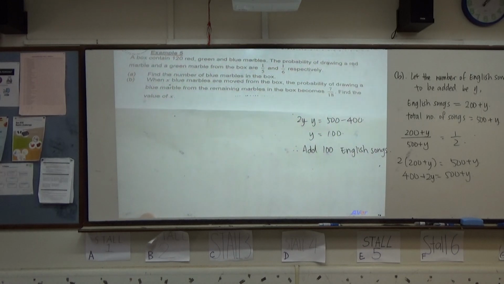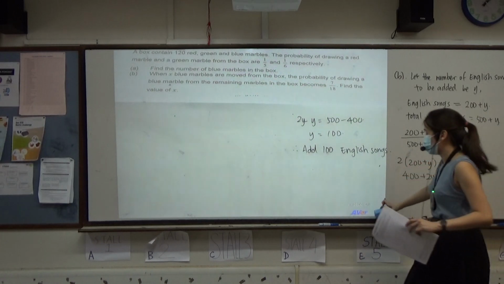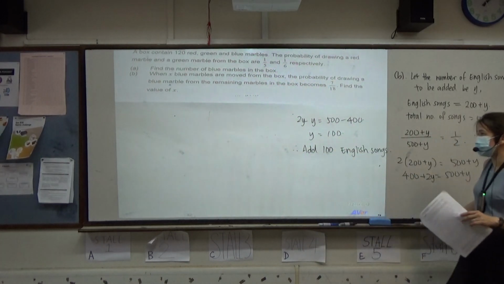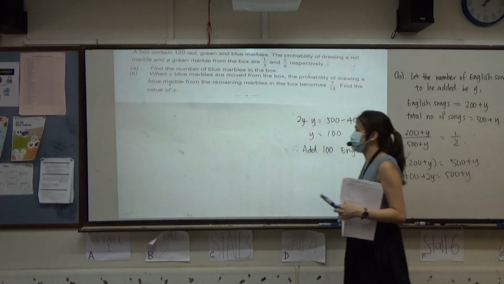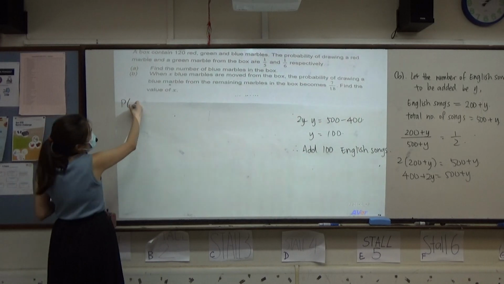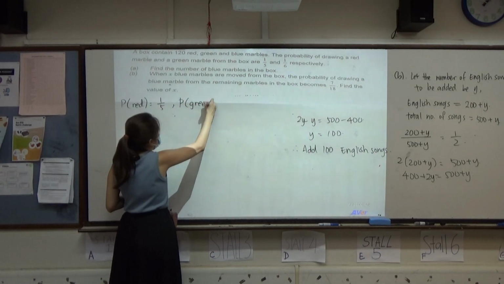We look at the last example. It says that there is a container having a lot of marbles. We have 120 red, green, and blue marbles in total. The probability of drawing a red marble and a green marble from the box are 1/5 and 1/6 respectively. It's not saying you're drawing literally. So let us write down that piece of information. Probability of red is 1/5, probability of green is 1 over 6.